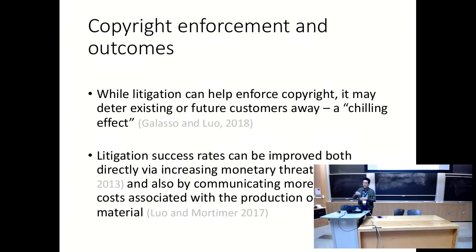And just in terms of the nitty-gritty, there's documentation that litigation success rates can be improved by increasing the monetary threats. But there's also the psychological argument that communicating more clearly about what is involved in coming up with the copyrighted ideas seems to lead to a lot of successful enforcement as well. So this is how the general economics or business audience might think about GPL enforcement and software innovation within the whole free software sphere.